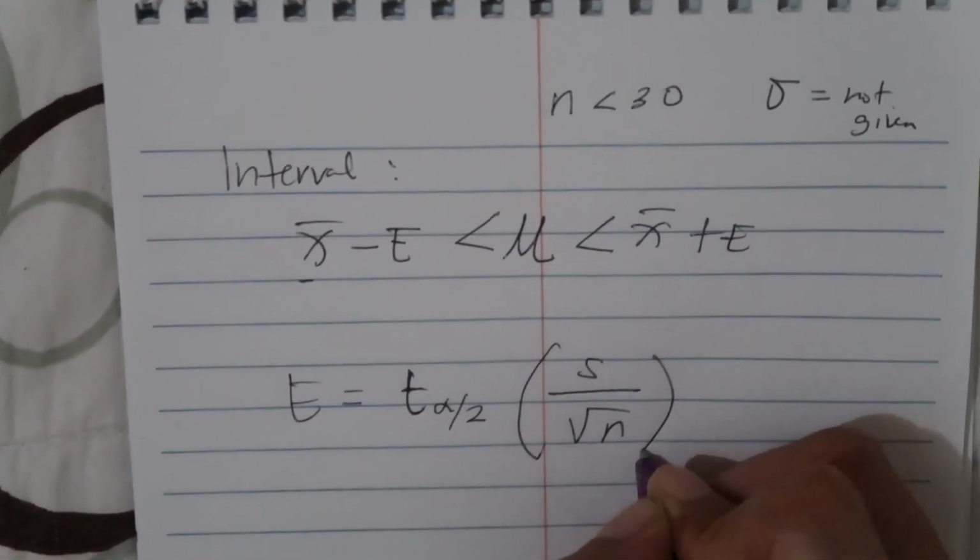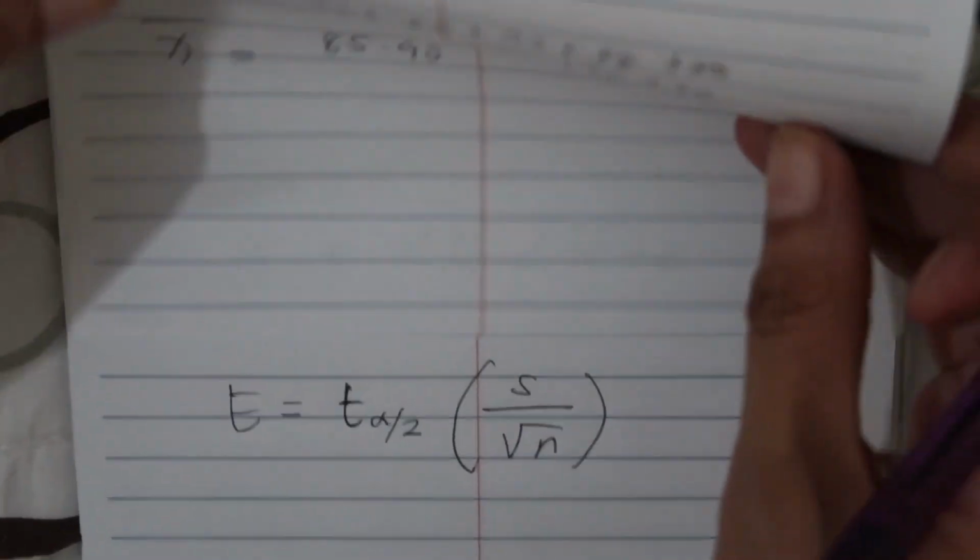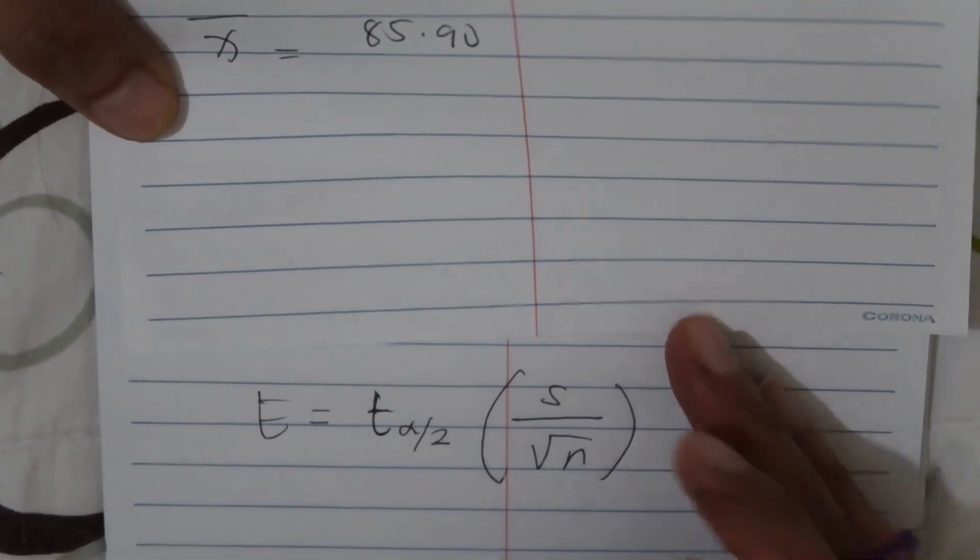Since the sample size is less than 30, and the sigma or the standard deviation is not given, we're going to use t alpha over 2 multiplied by s over the square root of n. But the problem is the standard deviation is not given. So how do we solve for the standard deviation?